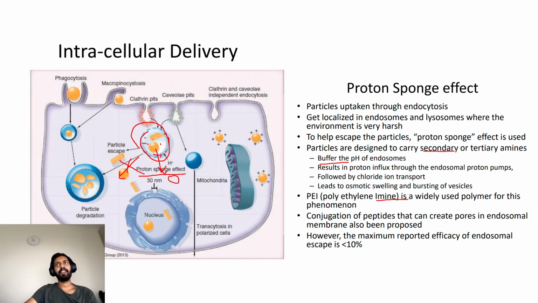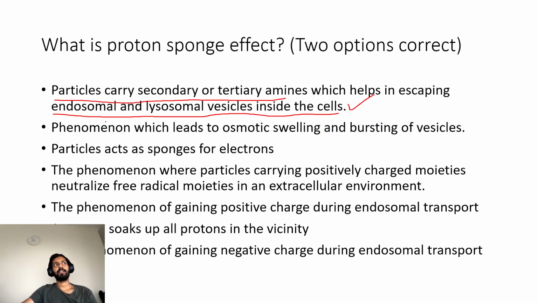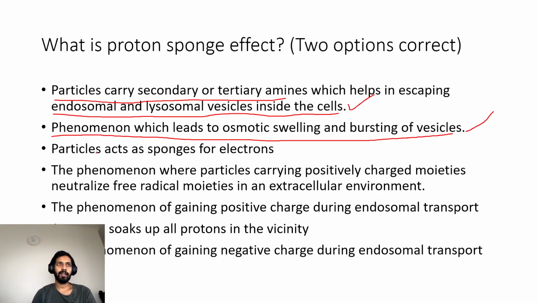This effect gets initiated only when there are secondary and tertiary amines to buffer the pH of the endosome. This phenomenon also leads to osmotic swelling and bursting of the vesicles, which is also true. So, it is not the case that particles are acting as sponges for electrons, because they cannot act as sponges. I mean, they can, but that's not what's happening here. It's not the phenomenon where particles carrying positively charged moieties neutralize free radical moieties in extracellular environment. We're not talking about extracellular environment, we're talking about intracellular delivery. So that's not true.